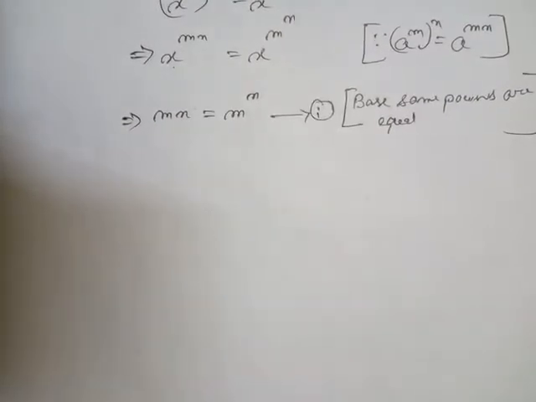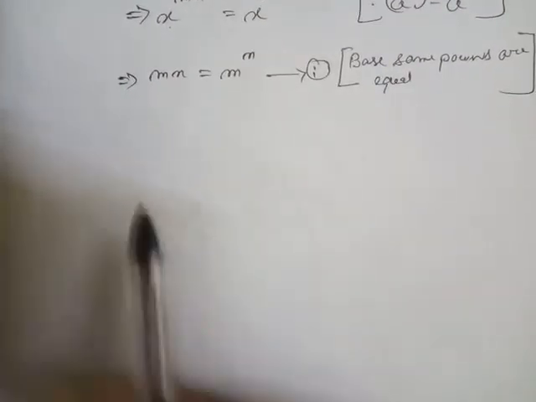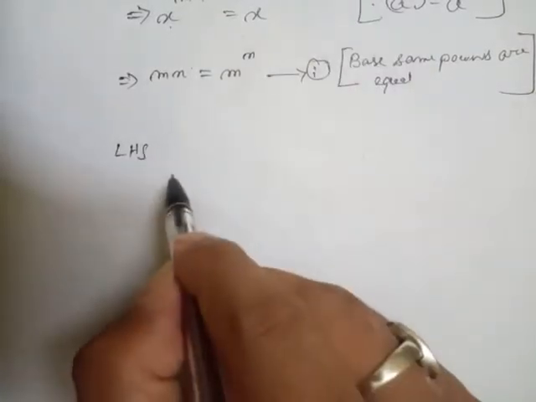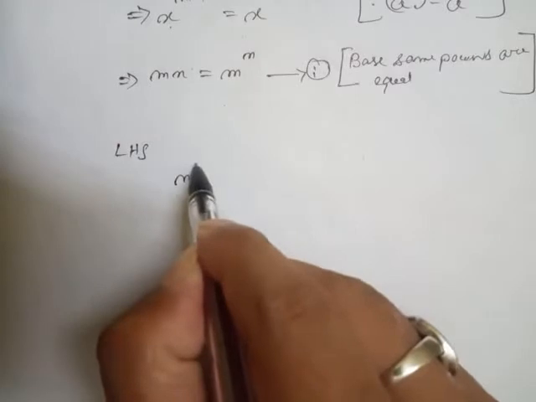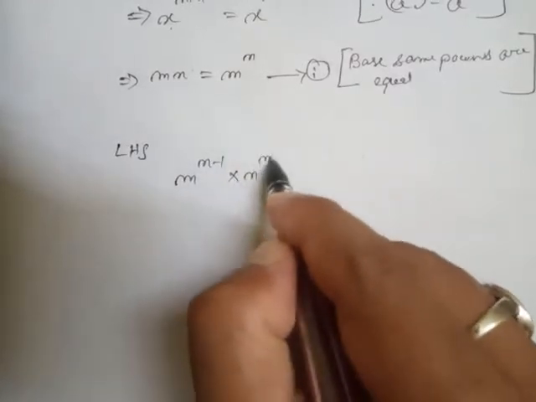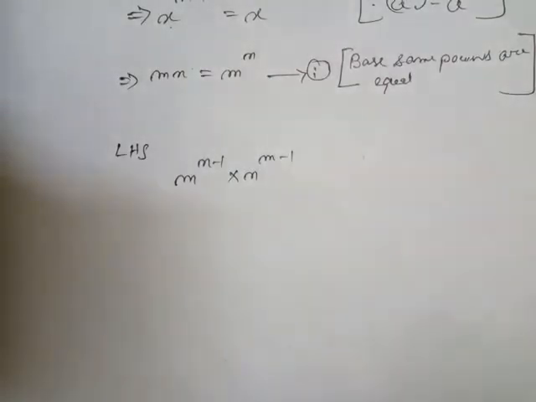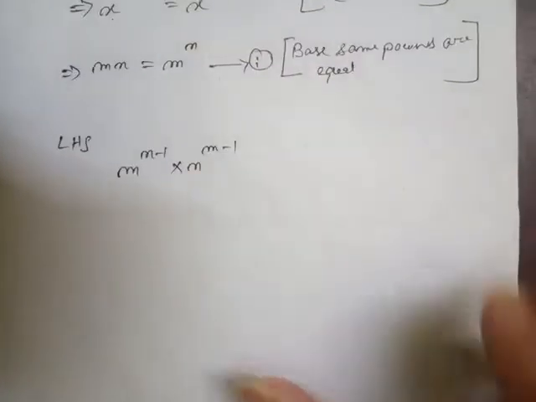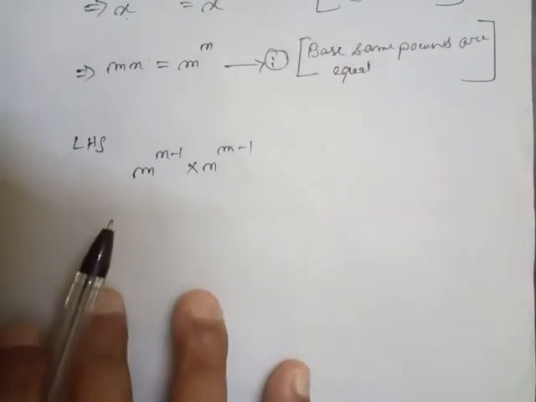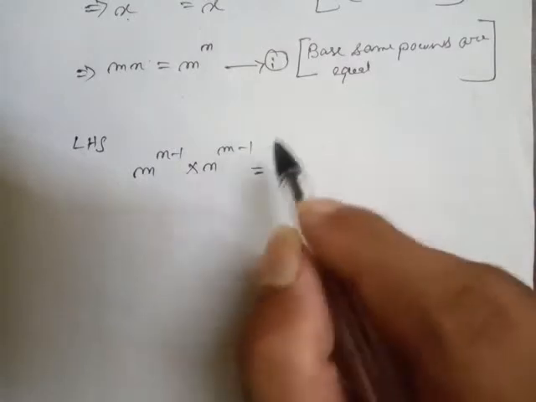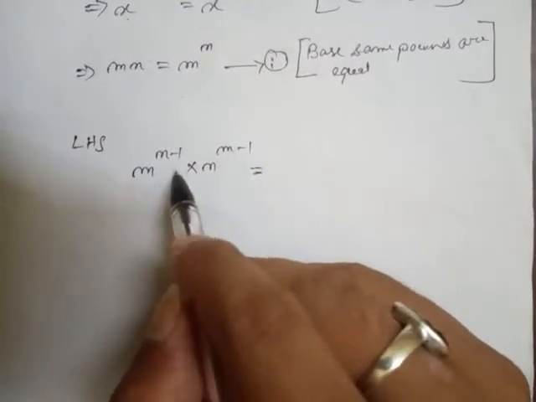Now look the LHS here. So LHS means left hand side. It is m to the power n minus 1 into n to the power m minus 1. This is the LHS part, means left hand side. Now look how to solve this one. This equals, if I write like this, now first split up this one.